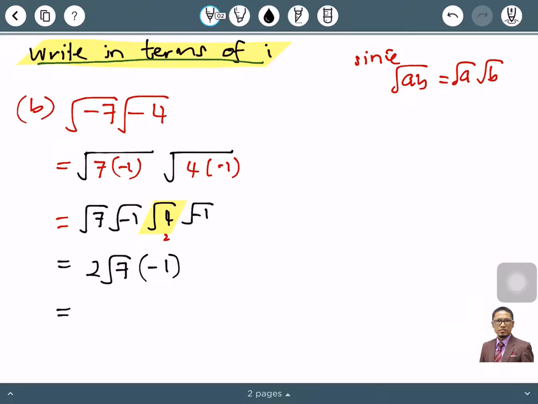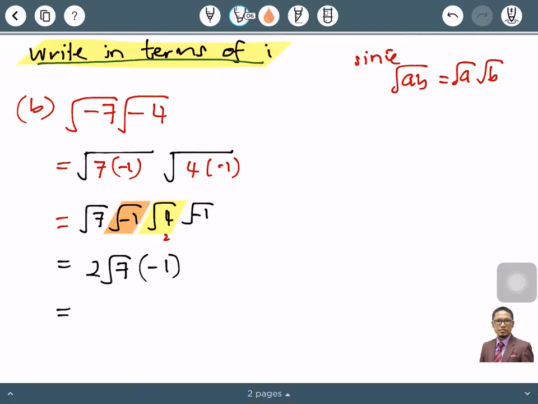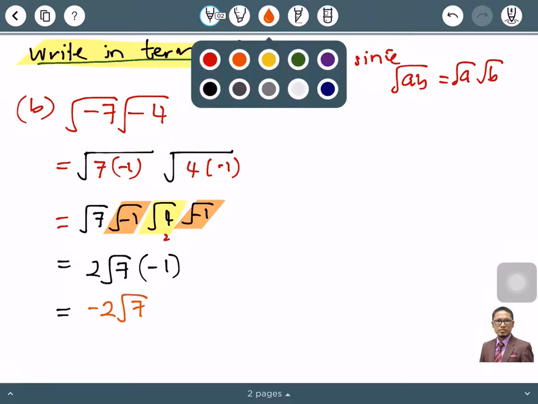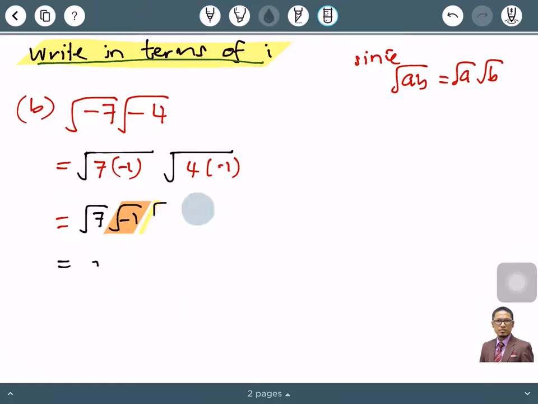And then square root of negative 1 times square root of negative 1, dia akan jadi negative 1. Sebab apa? Ni tengok ni. Kita akan pakai law ni, sebab kita akan combine dia dalam satu square root kita akan dapat negative 1. So we simplify negative 1 times 2, dia akan jadi negative 2 times square root of 7. Macam ni lah kita simplify dia.